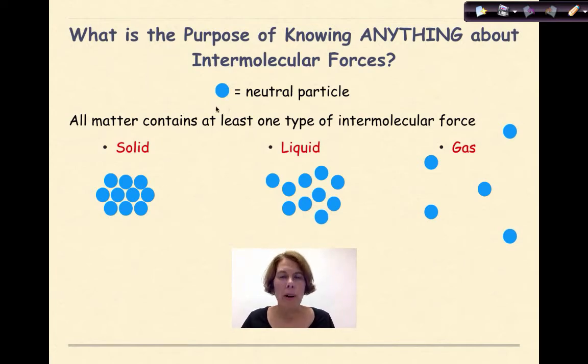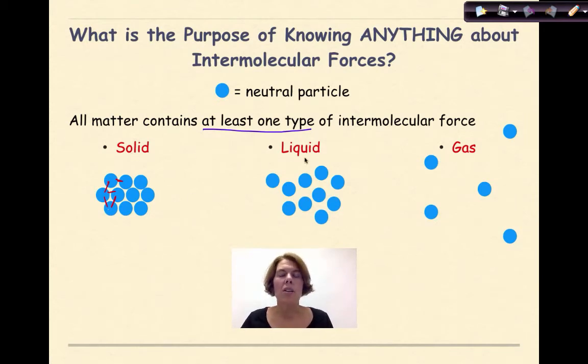Well, let's take a neutral particle like this blue dot right here. All matter contains at least one type of intermolecular force. As a solid, let's say these all represent neutral particles. There needs to be something between these particles that is holding them together, and that is this concept of intermolecular forces. In some situations, we can break those intermolecular forces by adding something like heat. When we add additional energy, kinetic energy, and raise the temperature of the substance, these intermolecular forces are overcome and they start getting weaker.